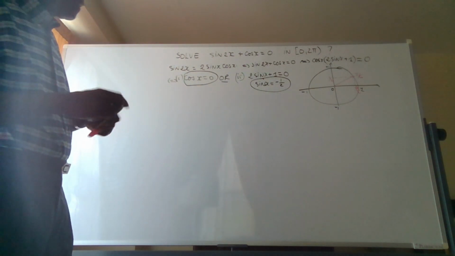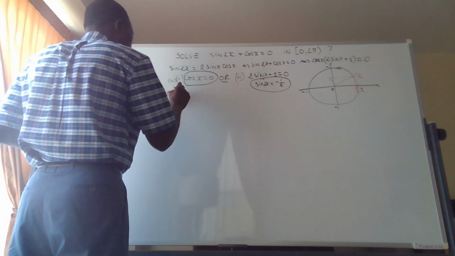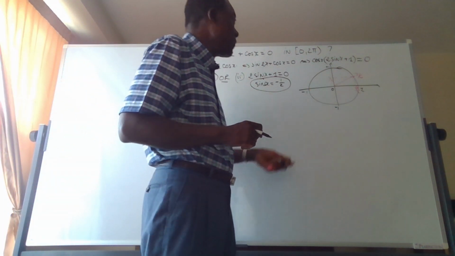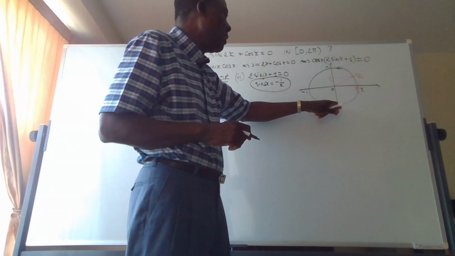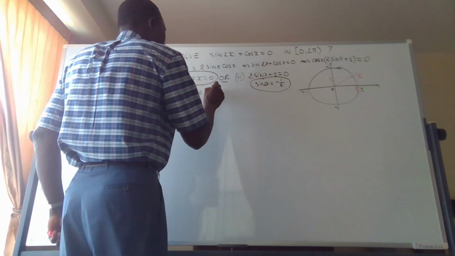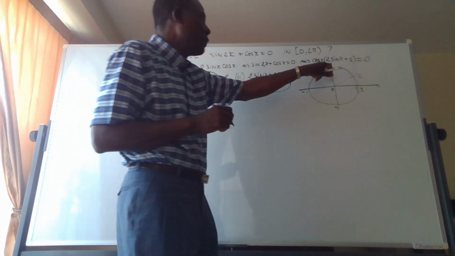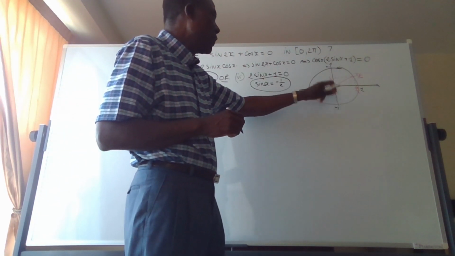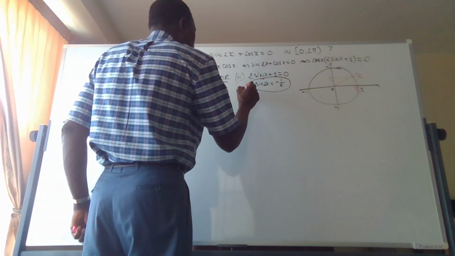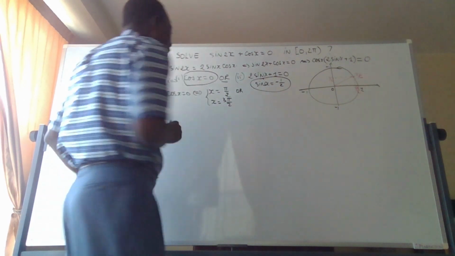Now, first let's solve cos x equals 0. If you look at the trigonometric circle, cosine equals 0 when x equals pi over 2 or 3 pi over 2. Cos of pi over 2 is 0, and cos of 3 pi over 2 is 0. So x equals pi over 2 or x equals 3 pi over 2. This is the first case.